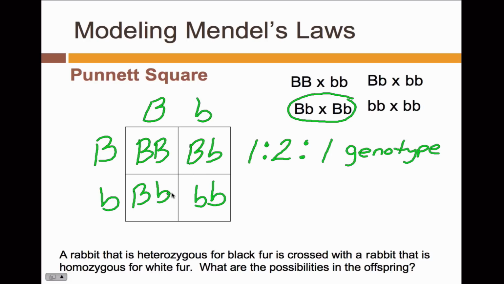If we're talking about the phenotype ratio, that's going to look a little bit different, because the phenotype would be what's going to be expressed, and we can look and say, okay, well, this will express the dominant trait, this will be dominant, this will be dominant. So that's 3 that are going to express the dominant trait, and we have 1 that's going to express the recessive trait.